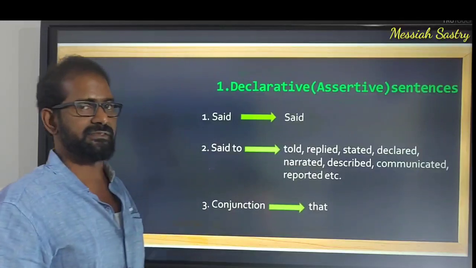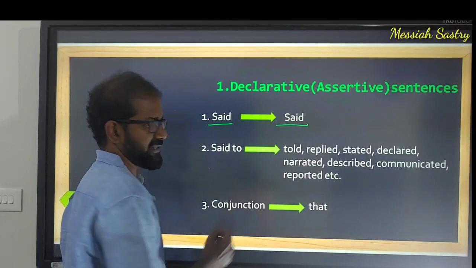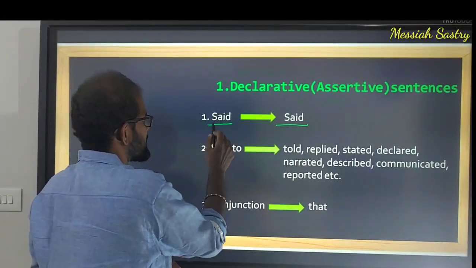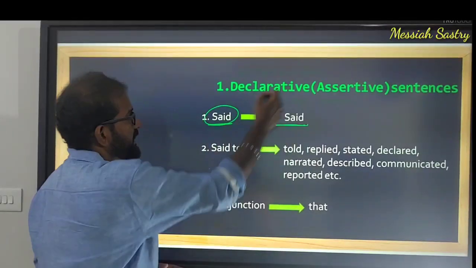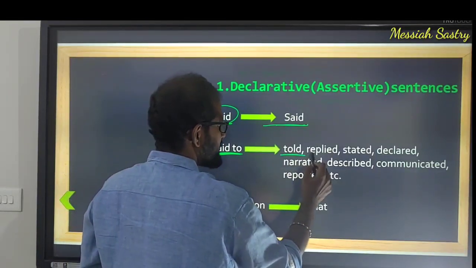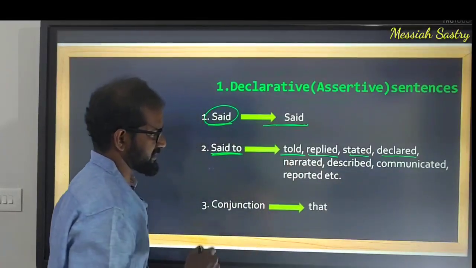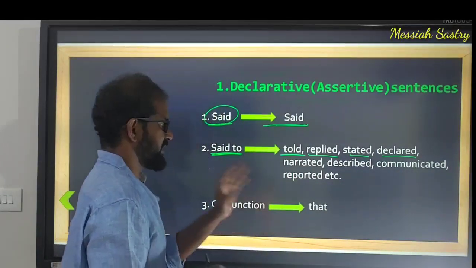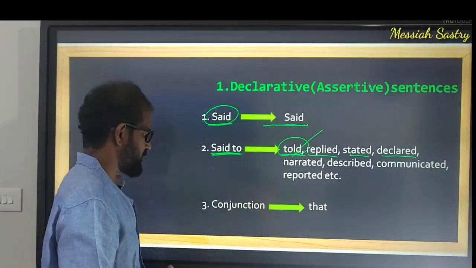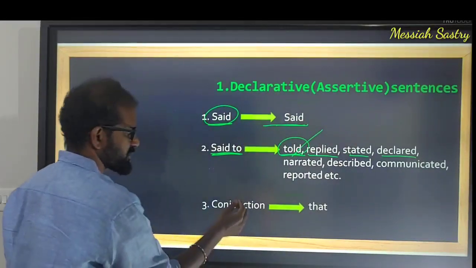Declarative or assertive sentence. In a declarative or assertive sentence, said, there will be no change. Reporting verb will not change if there is only said. In declarative sentences, if there is said to, that changes to told, replied, stated, declared, narrated, described, communicated, reported, etc. Most of the time we use told. Conjunction: in declarative sentences, we use the conjunction that.